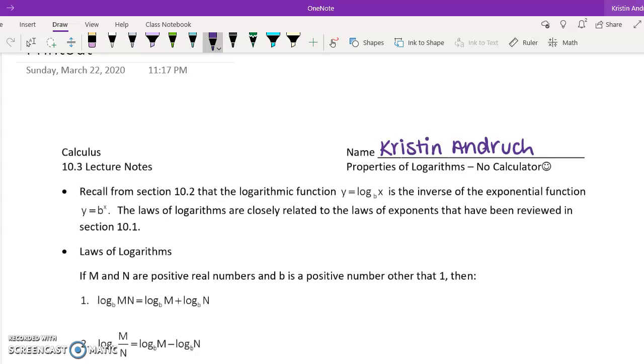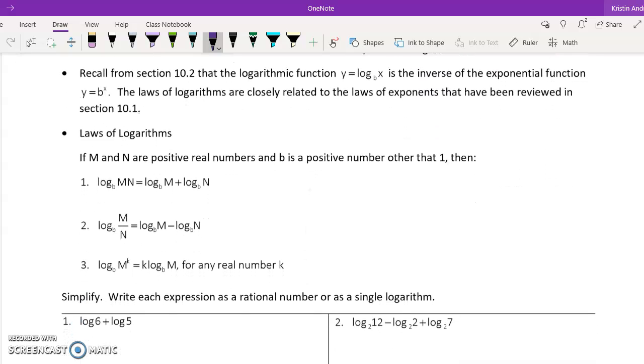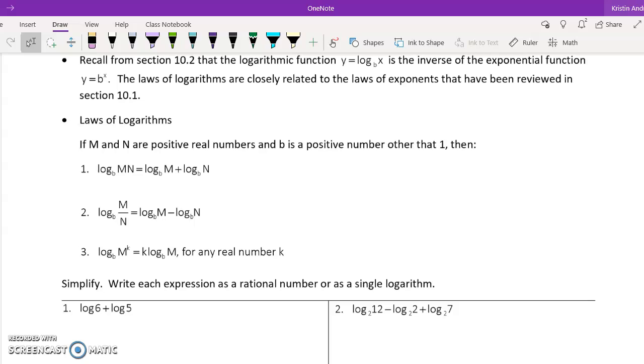So what we're going to start out with is we've got properties on multiplication, division, and then powers. This first one, if you have log base b of m times n, you can split that up into two separate logs. And they both have the same log base, which would be b. And so it'd be log base b of m plus log base b of n. So they each get their own log base b, and then you'll take your m and your n, and then you'll give those a plus sign in the middle.